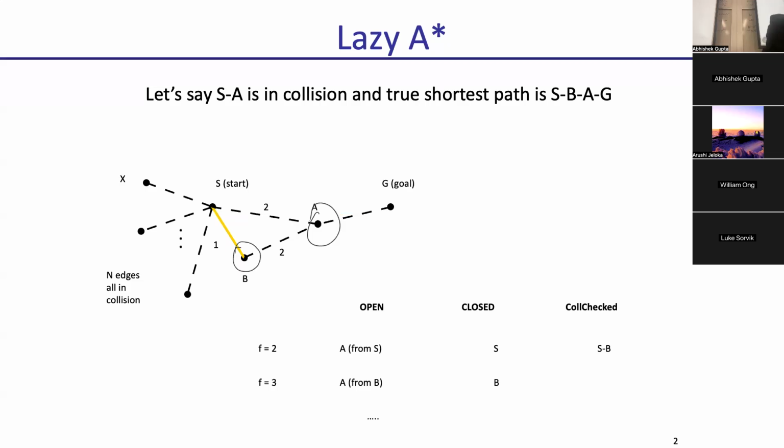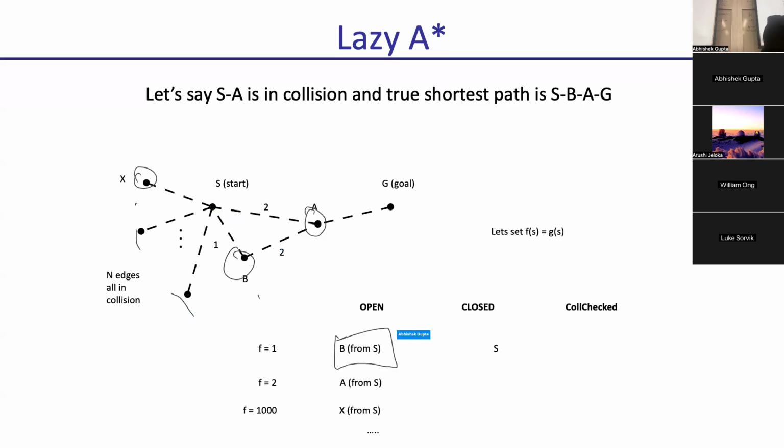But remember that there's two copies of A now, A from S and A from B. You could either go this way or you could go this way, right? So if you look at the queue earlier, there's B, there's A, and then there's all of these X's. The most promising one is this B. So you expanded B. Its only child was A. So you're going to add A into the queue, but you're going to label that A. This is the A that came from B, not the A that came from S. And those are two different A's.